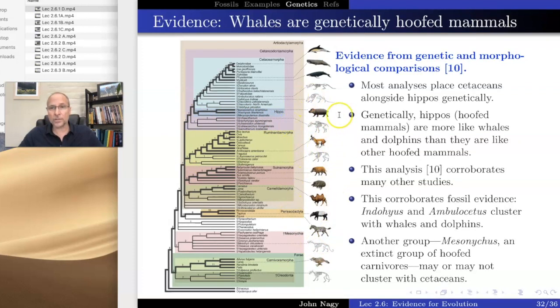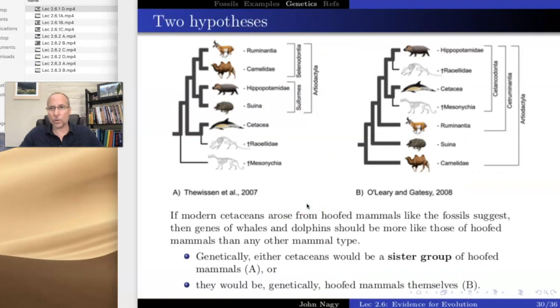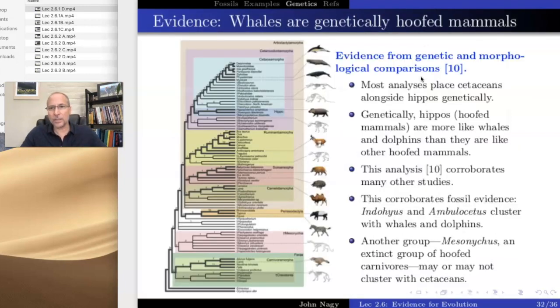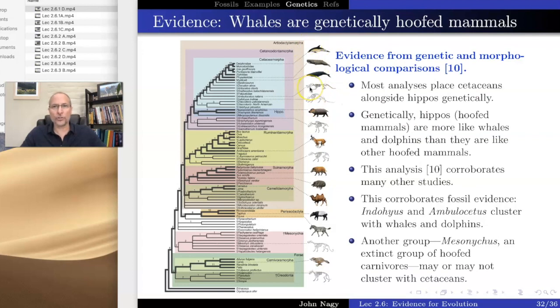So what this analysis is saying is, look, the hippo is more genetically related to the modern whales and dolphins than it is to the other hoofed mammals, which is exactly what was predicted by this hypothesis, meaning the cetaceans are actually within the group of hoofed mammals. They're not a sister group, they're not next to it, but they're within it, which means genetically, this analysis is saying, whales and dolphins are hoofed mammals.